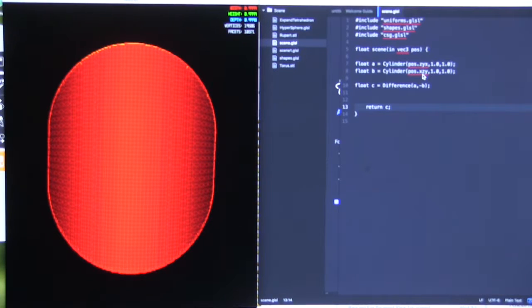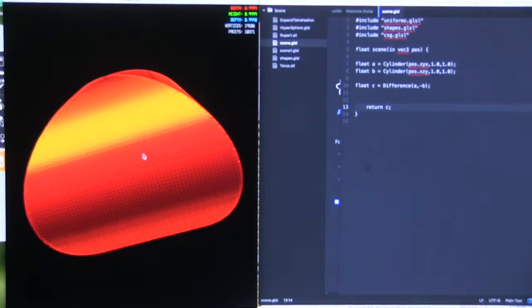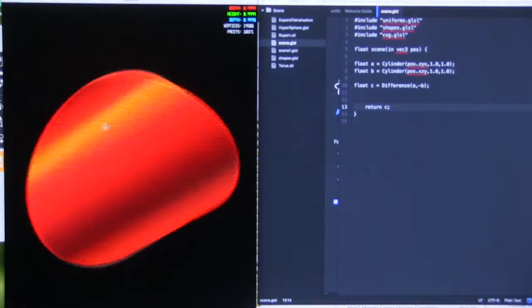So one cylinder is going one direction, the other one's going a 90-degree different direction, and they intersect with each other. This is what it makes, and it's the difference. This is what's inside the intersection. So I say difference of a minus b. Remember, that was our trick for making the inside. So this is what's in that intersection shape of both of those two cylinders. Cool. And the cylinders are the same size also, by the way, so they make this shape.